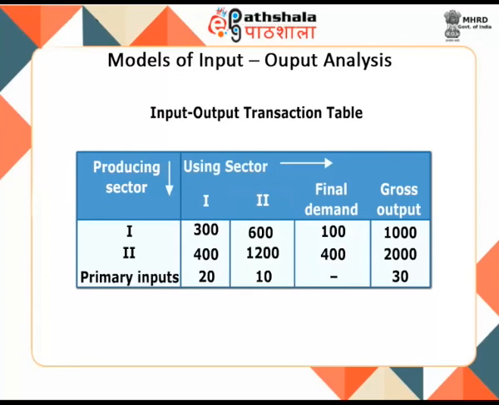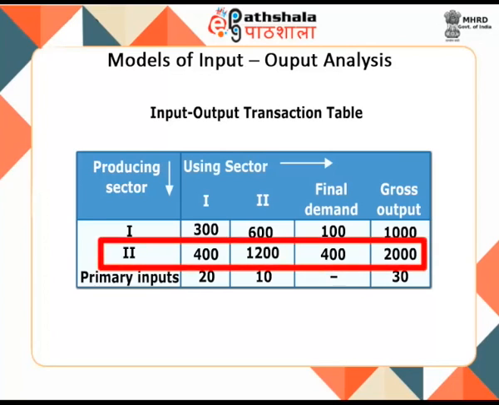In the input output transaction table, row 1 shows that industry 1 has produced 1000 units of output, of which 300 units are used up by itself, Industry 1, and 600 units are used up by Industry 2. In this way, 900 units have been used up as intermediate inputs by the two industries. Only 100 units are available for final consumption.